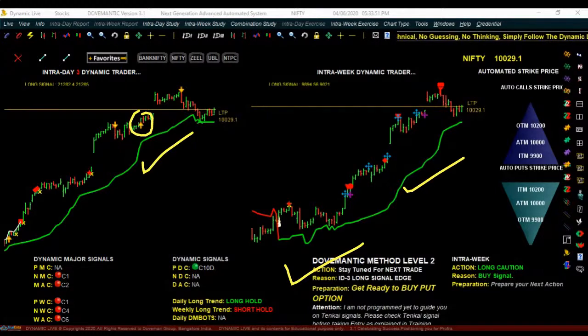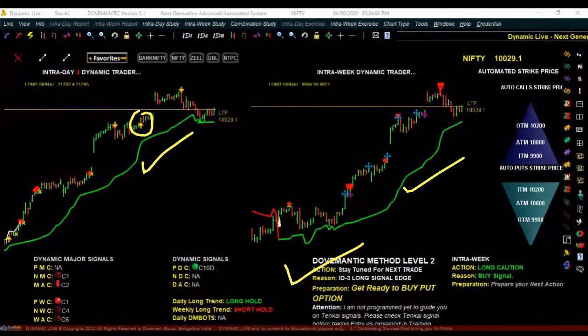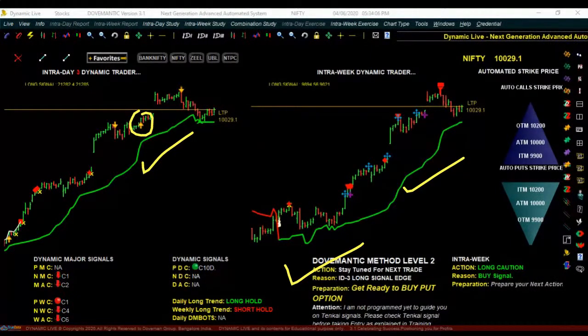In very rare cases, you will find a mismatch only in dynamic system. In such a case, you will go check the Tenkai signal, and in the Tenkai signal there will be a zigzag or an edge point, and you will avoid the trade. And when you avoid the trade, next day you will see that there is a big gap down. So by avoiding the trade, you are successfully able to avoid a big minus trade, right?